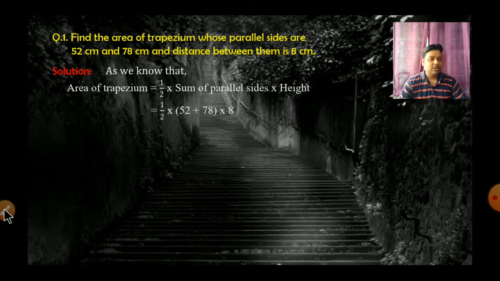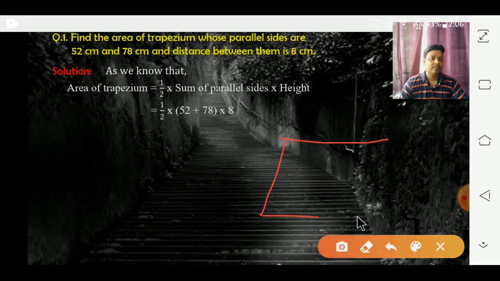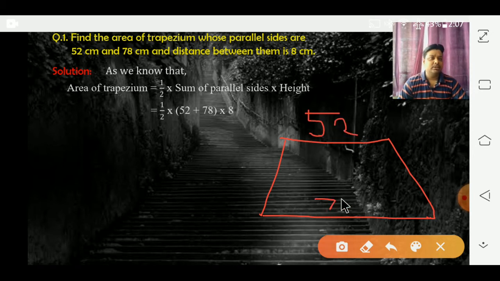Okay, it means we can say that if you will draw a trapezium, then in this trapezium, I can say that 52 centimeter is this one, and 78 is this. These two are parallel sides, and the distance between them is height. It means it is 8 centimeter given. Okay, so now we will apply this formula.